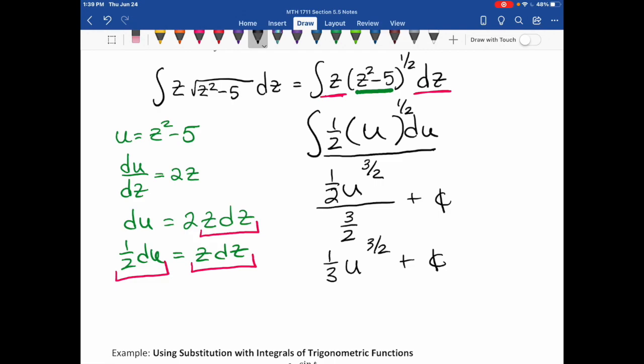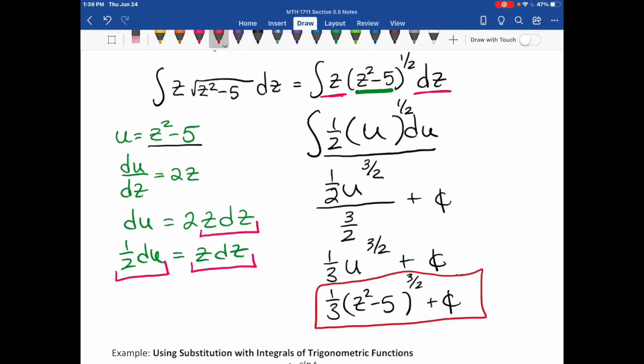Now my last step, since the question was asking us to find this in terms of z, is to go ahead and resubstitute u. So now I have everything back in terms of z. So I have 1/3. I'm going to replace u with what I originally substituted it for, which is z squared minus 5. And that's all raised to the 3/2. And I have my constant.